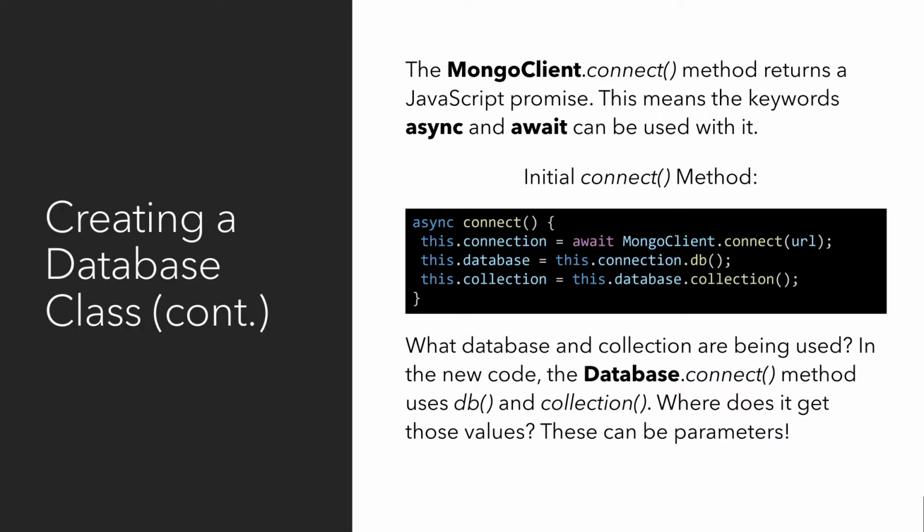However, what database and collection are being used? In this new adjusted code, the database.connect method uses DB and collection on this.connection and this.database correspondingly. Where does it get those values? These can simply be parameters to the connect method itself. We can pass in what database to connect to and what collection then to choose. In the new adjusted code, it looks like the following.